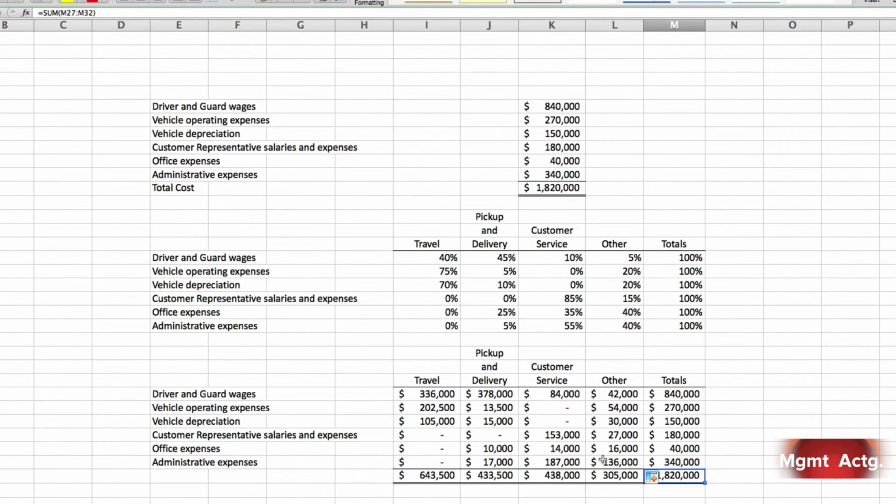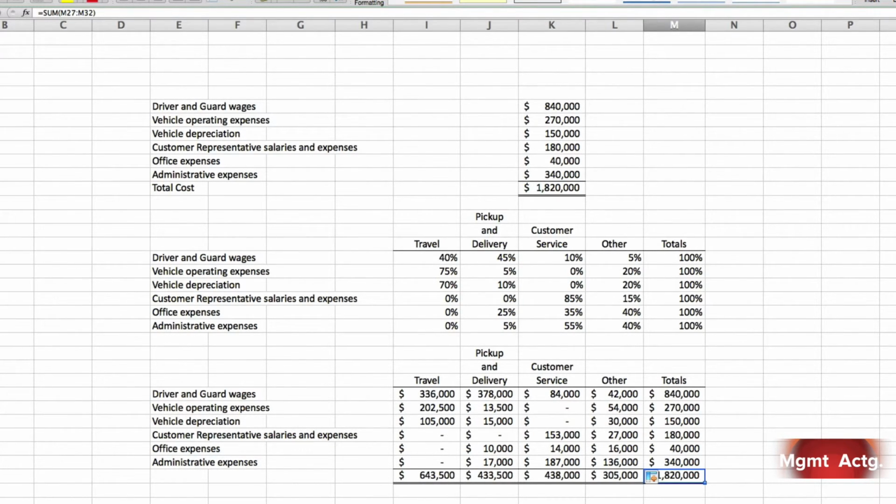So let's interpret what we have before we leave. What we're saying is the activity cost pool of travel has $643,500 assigned to it. So in first stage allocation, we've got all of our overhead costs from our general ledger accounts now within each of the four activity cost pools. This other, we're not going to do anything with. It has no activity associated with it. But travel, remember, was kilometers.